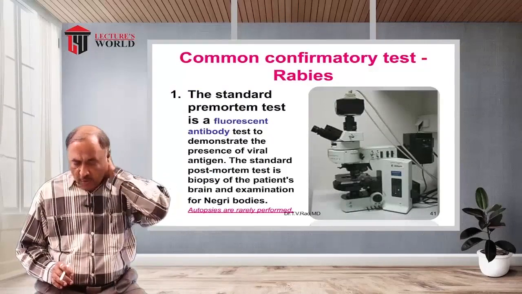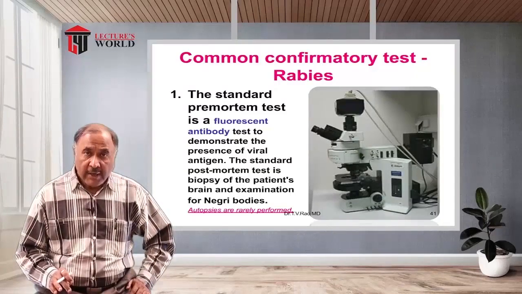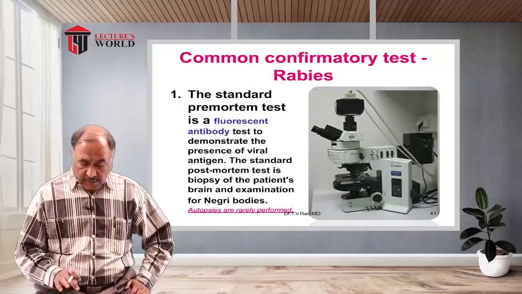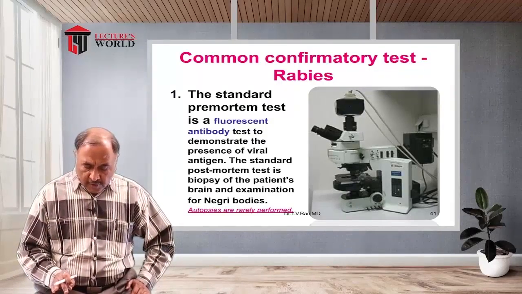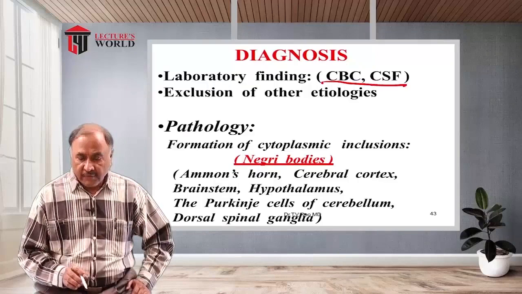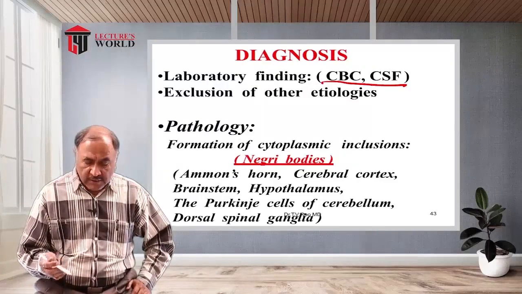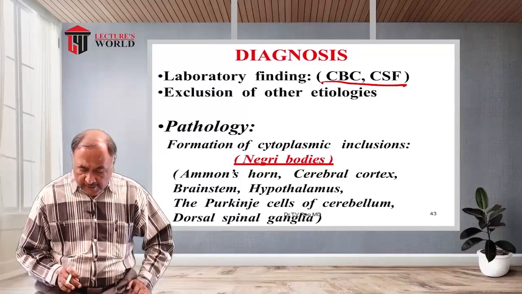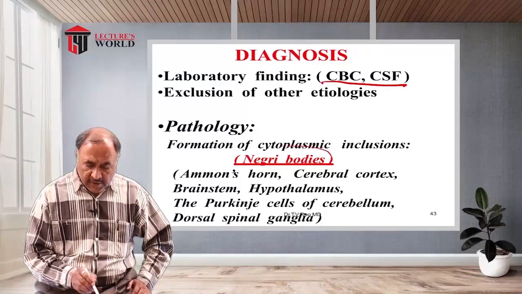Okay, so the common confirmatory tests of rabies include the standard pre-mortem test, which is the fluorescent antibody test that demonstrates the presence of the viral antigen. The standard post-mortem test is the biopsy of the patient's brain and examination for Negri bodies. Laboratory findings can be done with CBC, that is complete blood count, and CSF, cerebrospinal fluid testing, so as to exclude other etiological diseases. Then, pathological findings include the formation of cytoplasmic inclusions. Now, what are those cytoplasmic inclusions? Negri bodies.